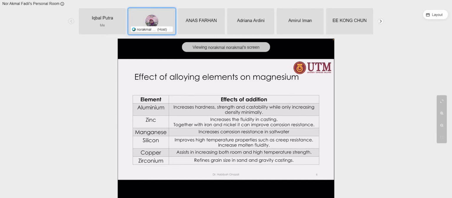So if we add a different alloying element, it will produce different effects to the performance of your magnesium based alloy. So for example, you want to add aluminum, okay. The good things about this alloying element is it increases the hardness, the strength, castability, and slightly increases corrosion resistance. By having these good properties, which is hardness, strength, and castability, you still can maintain the lightweight. Okay, the property of lightweight you still can maintain because aluminum is also considered a low density material.